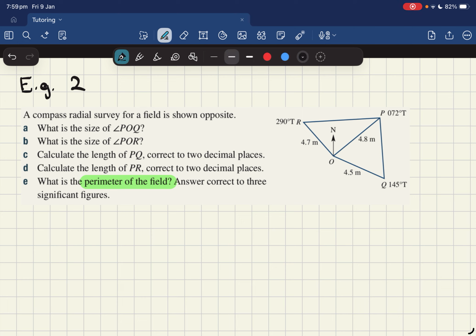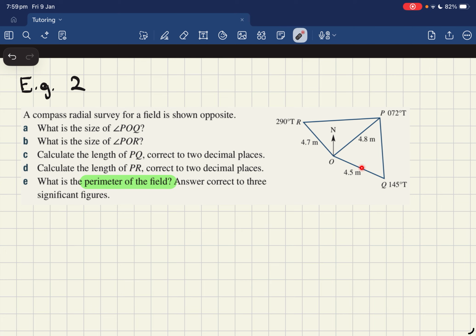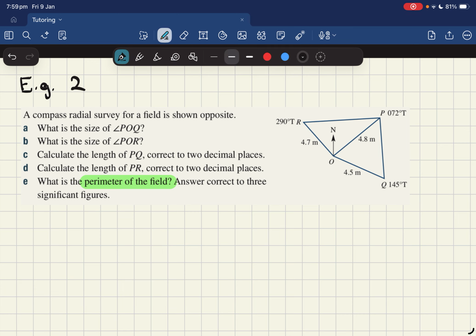Now, this is saying, what is the size of angle POQ? So I'm looking for POQ. Now, with a radial survey, we have a few true bearings here. So measuring from north, I know that this angle here is 72. That's what this part tells me. Now, 145 degrees true bearing is this angle here, this obtuse angle. If I want to find POQ, I just have to take this angle minus this angle here. So POQ is going to be 145 minus 72.